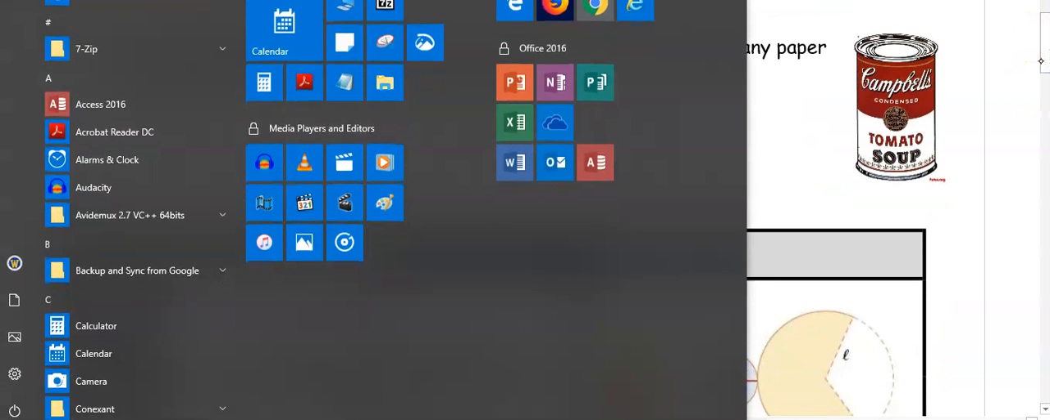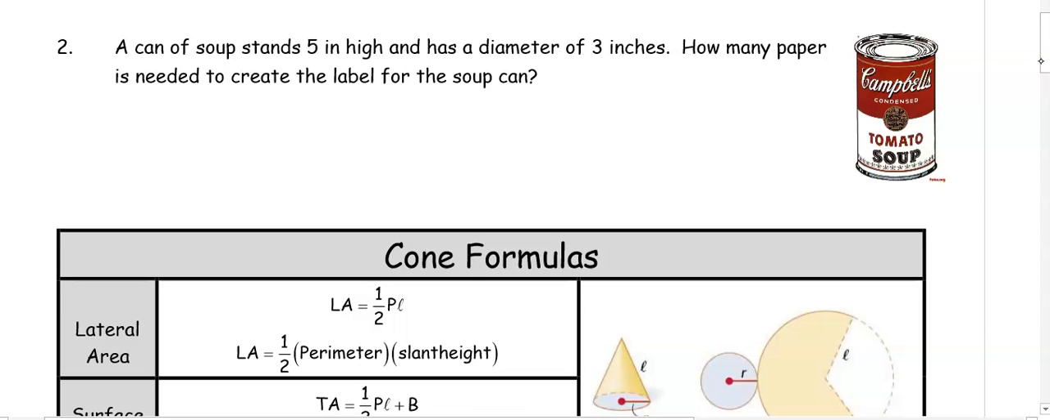Number two, a can of soup stands 5 inches high and has a diameter of 3 inches. How much paper is needed to create the label? So remember, if you look at a soup can label, it's only going to be between the two circular lids. So this is really your lateral area that we are trying to find. So the lateral area is perimeter times height.